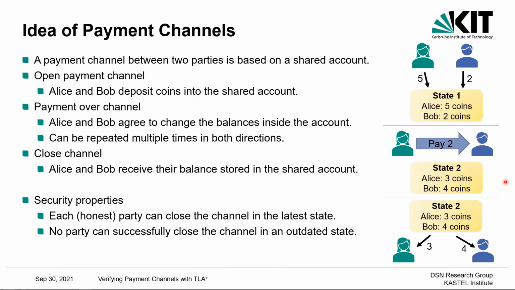There are two main security properties here. First, we want that each honest party can close the channel in the latest state. So it's always possible for an honest party to close the channel in the correct state. And we want that no party can successfully close the channel in an outdated state. Like here in this example, it would be better for Alice to close the channel in the initial state because she owns 5 coins here. But of course, it shouldn't be possible for her to do that.